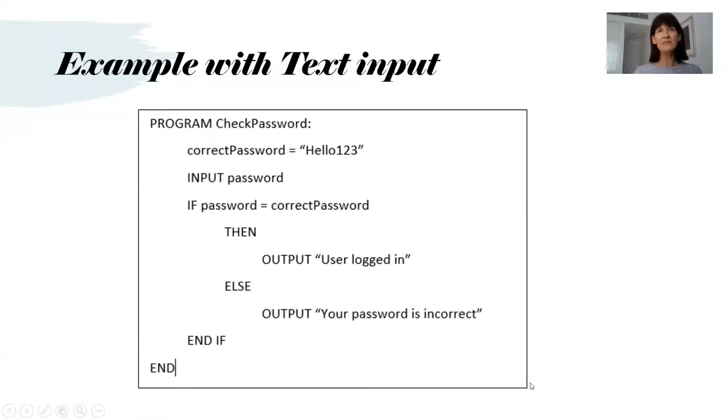Here's an example with text input. Often we do want people to type in text or writing instead of numbers. So here, correct password is a variable that I'm setting equal to hello123. That is the password we want our user to type in. We then input their password. If password equals correct password, then we output user logged in. Else, if password is not equal to correct password, we output your password is incorrect.